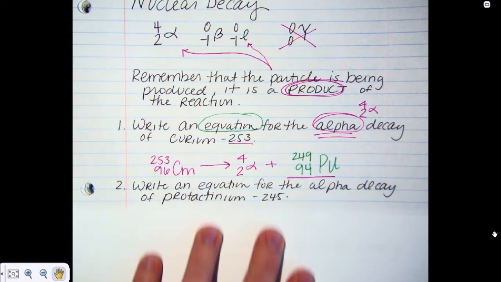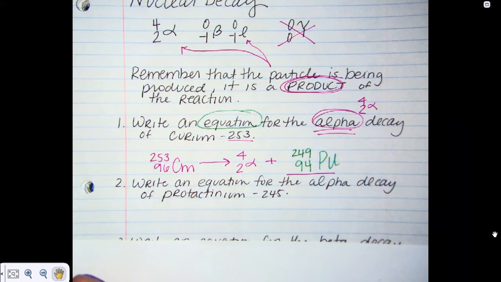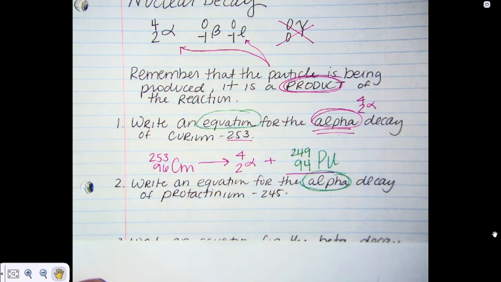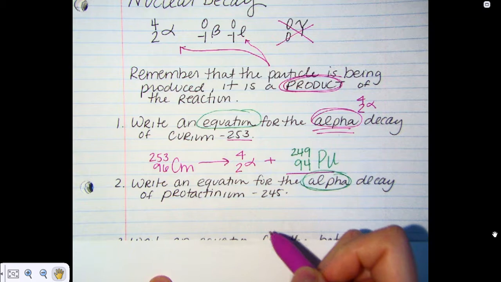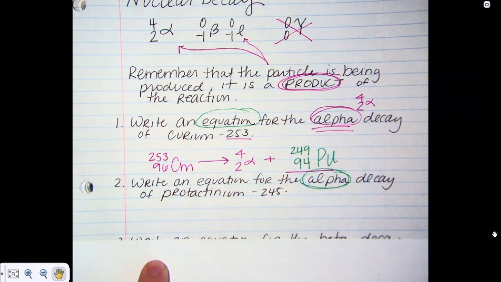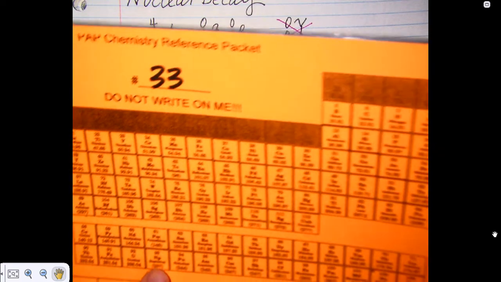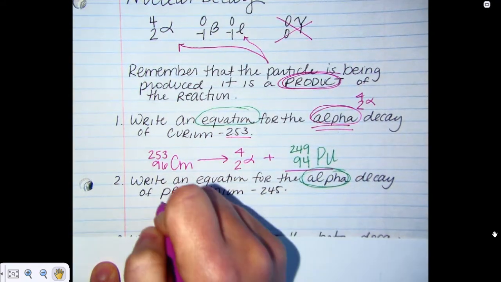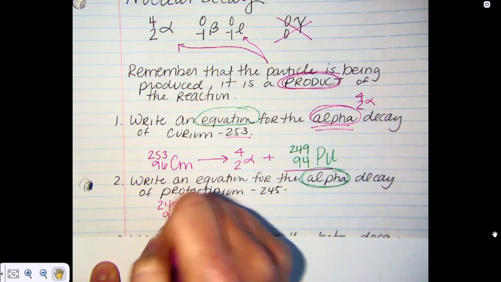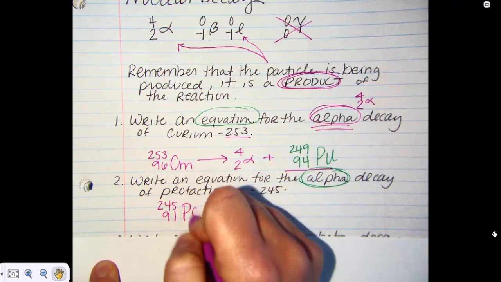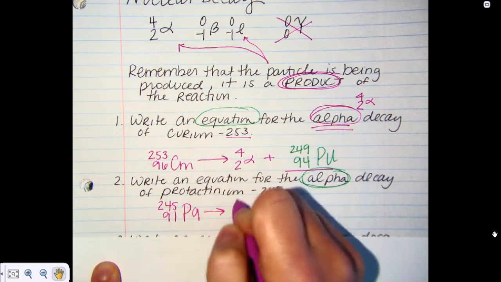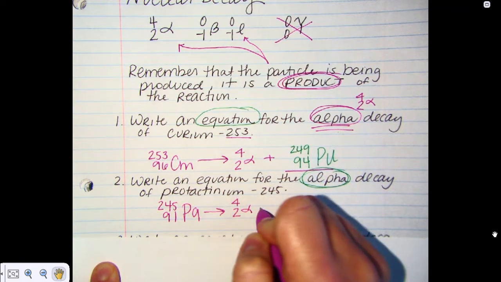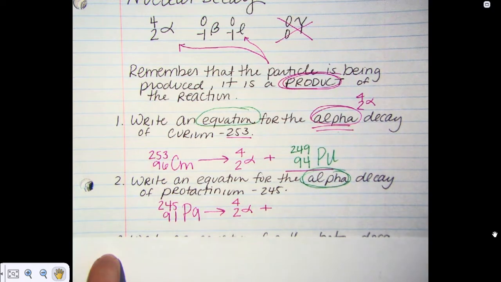All right, and let's do another one. Alpha decay of protactinium 245. So again, alpha, I know what I'm making, 4 over 2 fish. Protactinium 245, I'm starting with an isotope of protactinium. I've got to go to my periodic table and find it. Plutonium, neptunium, uranium, protactinium. Protactinium is 91. So 245 over 91 Pa, arrow, what am I making? An alpha particle, 4 over 2 fish, alpha, plus what? Oh, what's my missing part?